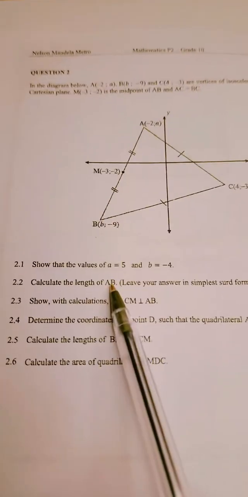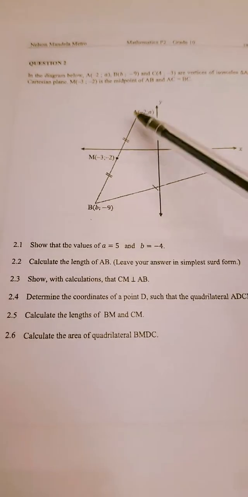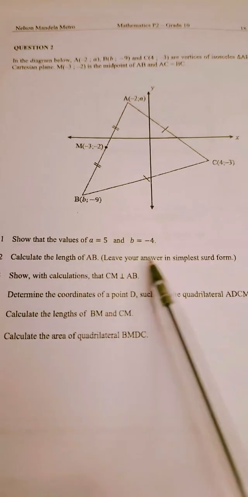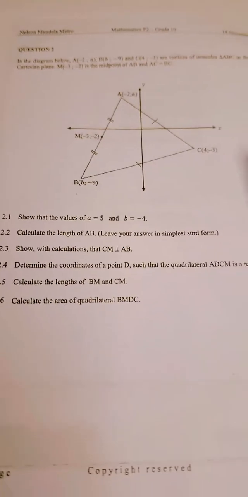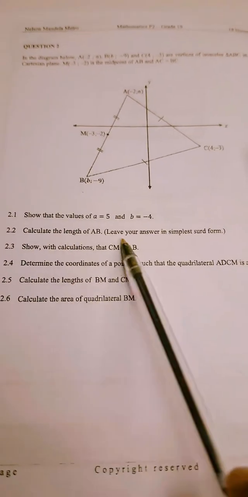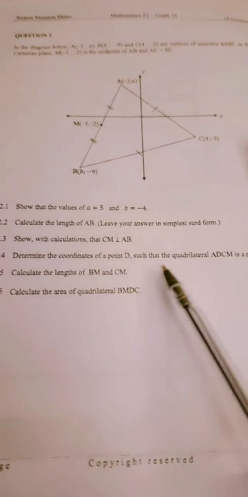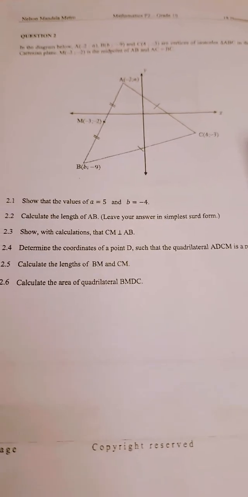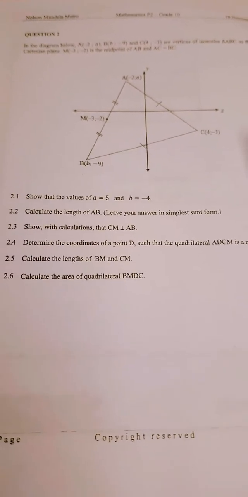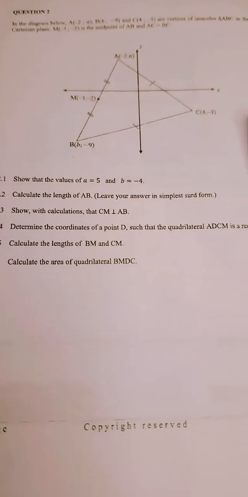2.2, calculate the length of AB. It says leave your answer in simplest surd form. So in analytical geometry, when we are asked to calculate the length of something and leave our answer in simplest surd form, that means we leave our answer in an irrational form, meaning we are going to leave our answer having a root in it, and in the most simplest state possible.